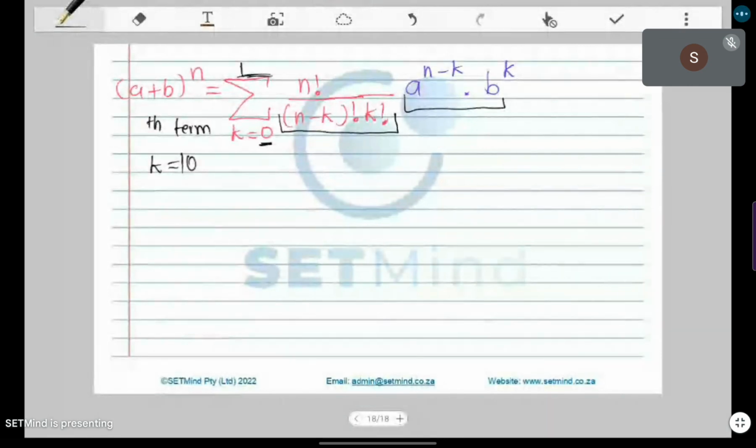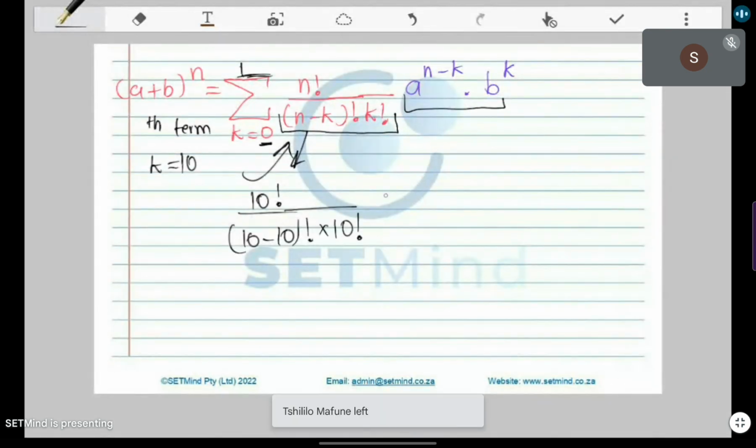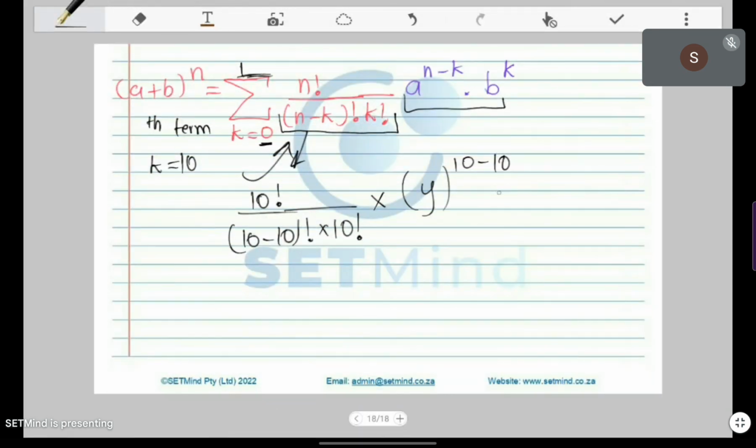And then we come here and look at this part only. So we have 10 factorial divided by 10 minus 10 factorial times 10 factorial, and then multiplied by, our a is y, so we are going to have 10, which is n, minus 10, which is k, multiplied by our b, negative 3 over 2x cubed, raised to the power of k, which is 10.